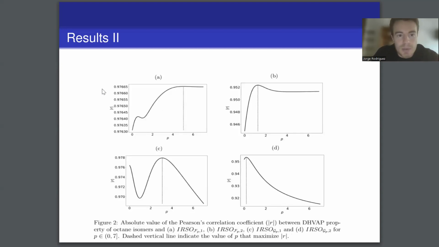In the second panel we have again the correlation between the irregularities on board indices and now the standard enthalpy of vaporization. And again, we get for every value of p very high values of correlation, even higher than 0.87. And again, the dotted line represents the value of p that maximizes the correlation.